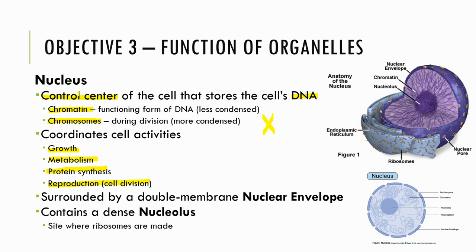And the structure of the nucleus is pretty complex. It actually has a double membrane around it. And that membrane, kind of like the plasma membrane, is going to be a phospholipid bilayer. And we call that the nuclear envelope. Sometimes it's called the nuclear membrane. It just depends on what resource you're looking at. And then inside of the nucleus, you have a very dense region called the nucleolus. And that's where ribosomes are assembled.